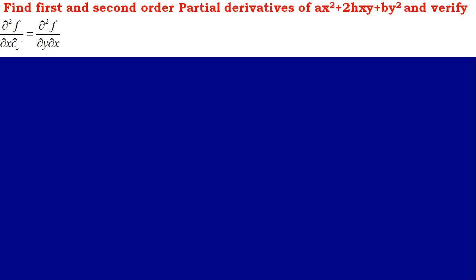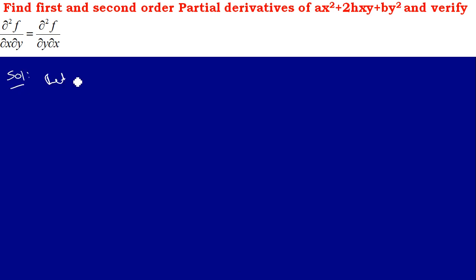Hello everyone. So today we'll see this problem. Find first and second order partial derivatives of ax square plus 2hxy plus by square and verify ∂²f/∂x∂y equals ∂²f/∂y∂x. So first we will write here, given.